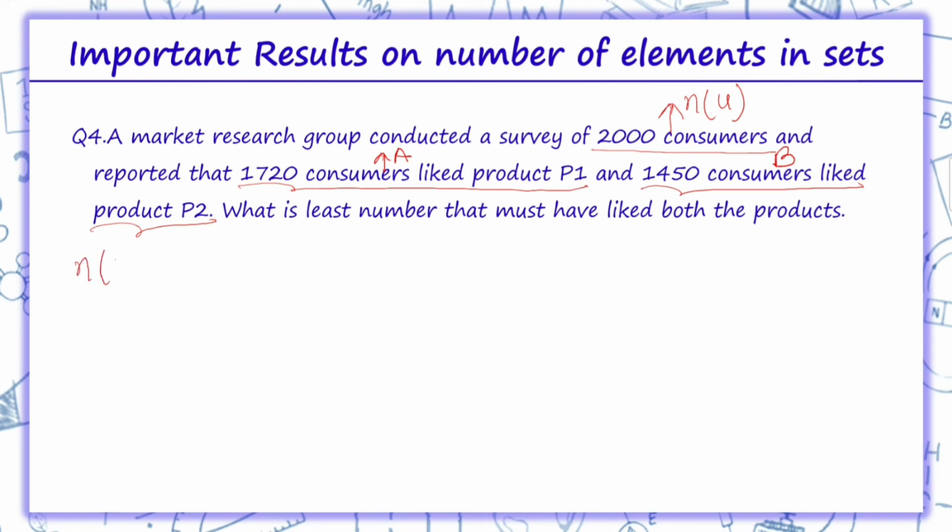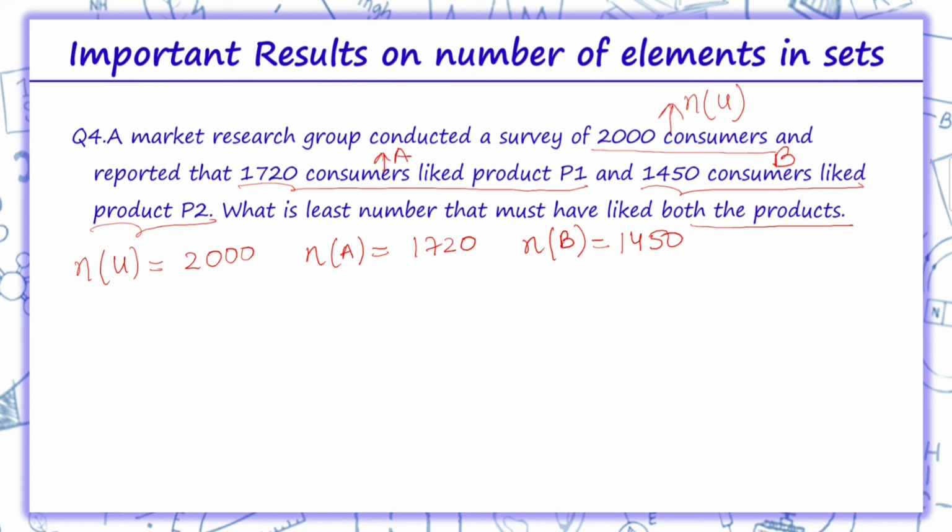Now we are provided n(U) is 2000, n(A) is 1720, and n(B) is 1450. What is the least number that must have liked both the products? They are asking for the least number that must have liked both the products. We have to calculate the least number.